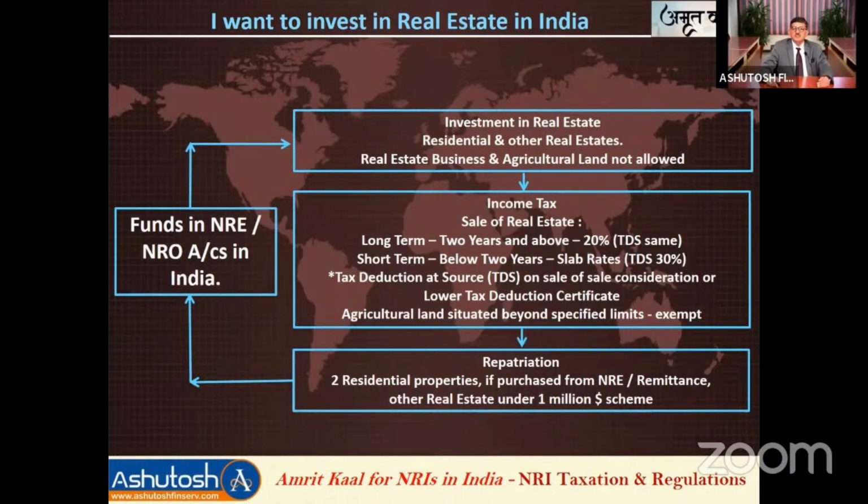Then, when it comes to repatriation, as we discussed earlier, sale proceeds of real estate, which are residential properties purchased out of NRE account balances or remittances, can be repatriated to the extent of 2 residential properties, and all the credits of real estate which are credited in the NRO account of an NRI would be eligible for repatriation under the $1 million scheme, as explained by me.